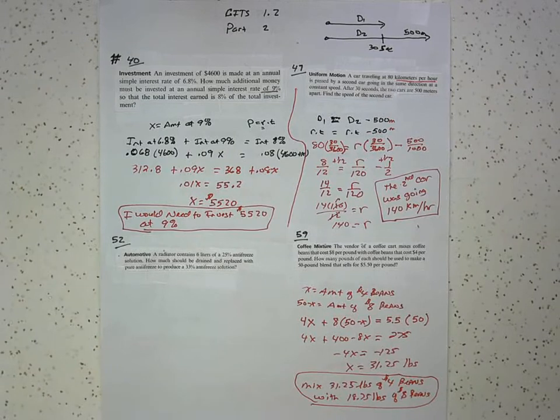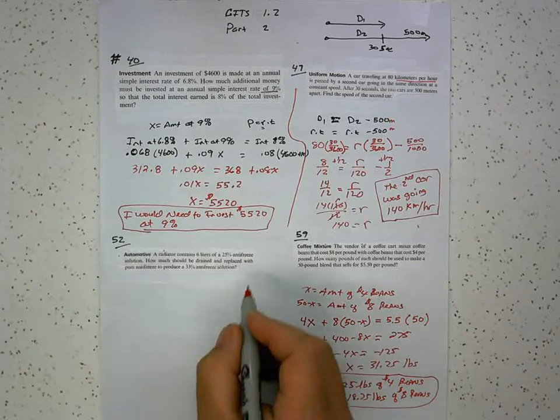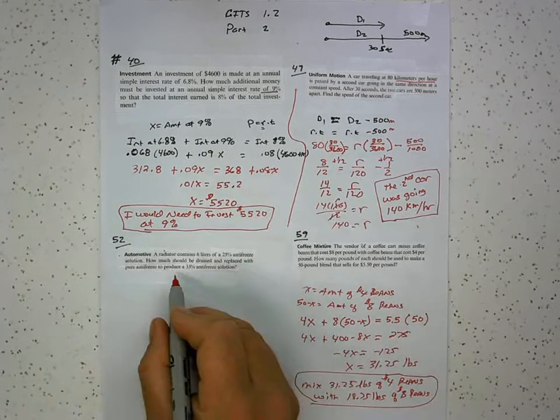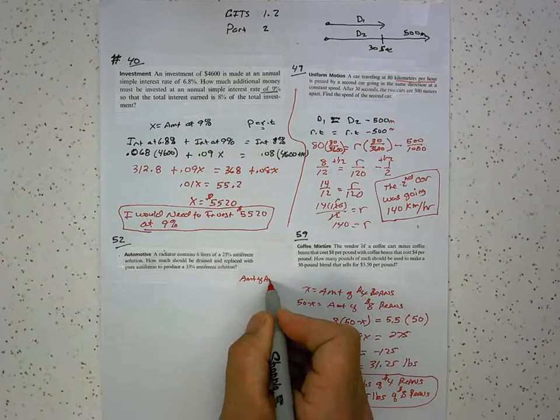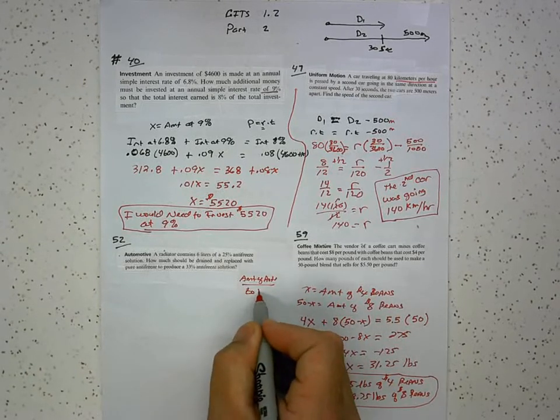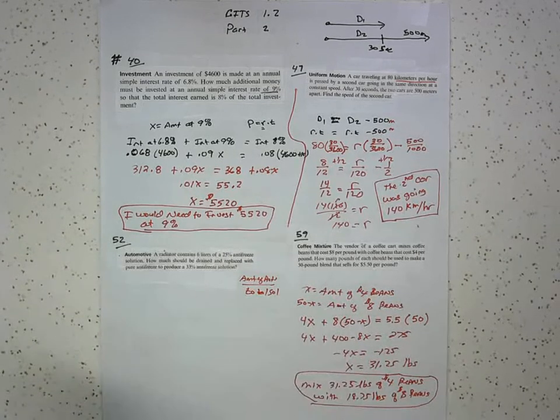Okay, last one, number 52. A radiator contains 6 liters of a 25% antifreeze solution. How much should be drained and replaced with pure antifreeze to produce a 33% antifreeze solution? Now, to do this problem, we have to know how to figure percent antifreeze. Well, our percents we learned years ago, but for some reason we always seem to forget them. Our percent antifreeze is the amount of antifreeze over the total solution.